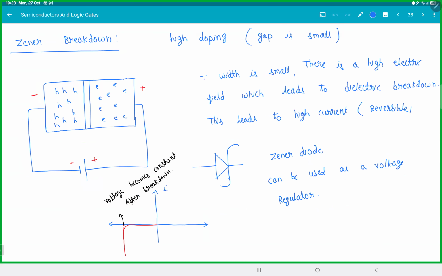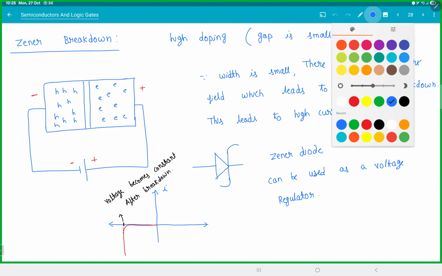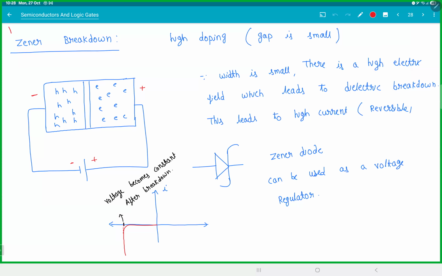There is a second type of breakdown, Zener breakdown. This is important. Next class, we will see a lot of questions on this. If you have high doping, the gap will be small. If the gap is small, we get a high electric field. And do you remember in capacitors, if you have a very high electric field, what happens to the material? There will be a dielectric breakdown.